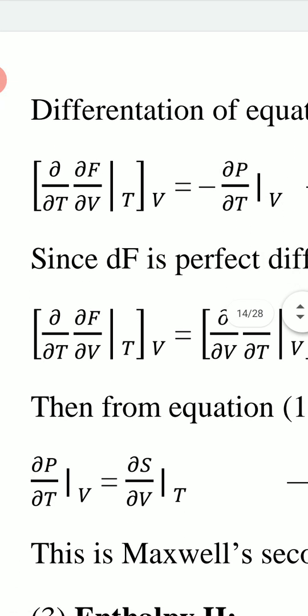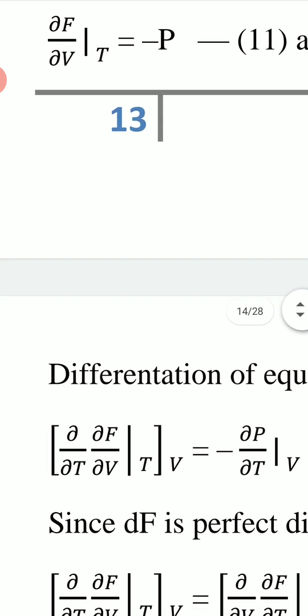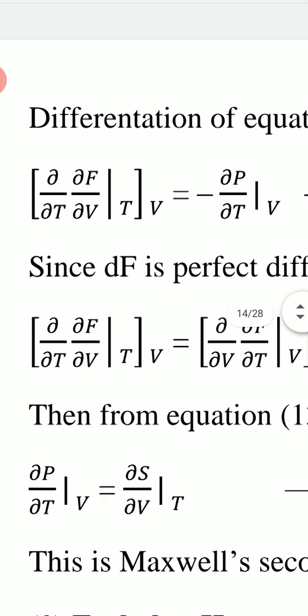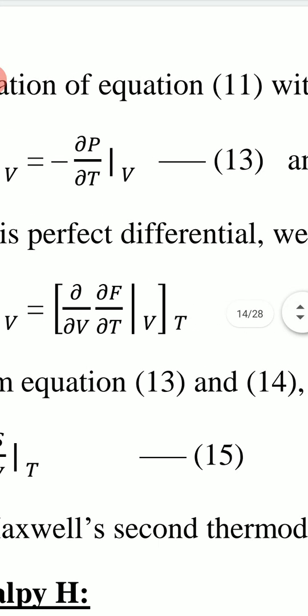So if we make partial differentiation of 11 with respect to T, we put delta upon delta T before the left hand side and right hand side, and we get this relation, and it is for constant V. So we write constant V in the left hand side and in the right hand side also. So we get this relation 13.